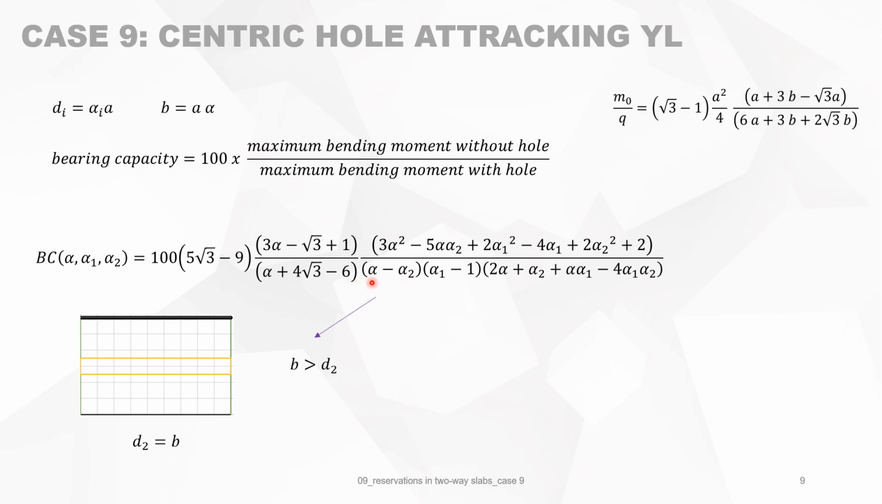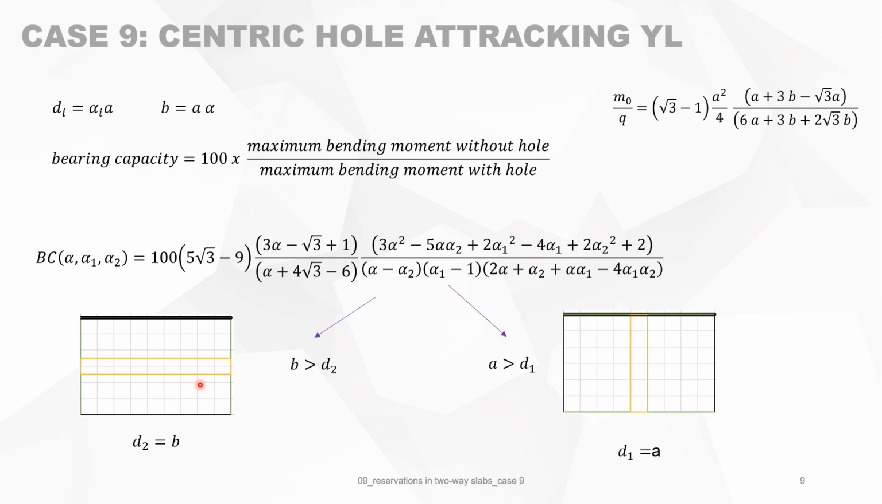So what does that mean? Alpha means it's B over A, and alpha 2 is D2 divided by A. So it means that B will be bigger than D2. So when this is happening, then this is not working right. But you see if D2 is equal to B, then you get this type of reservation. But this type of reservation means that this gets to 0 and this to infinity. So we must exclude this.